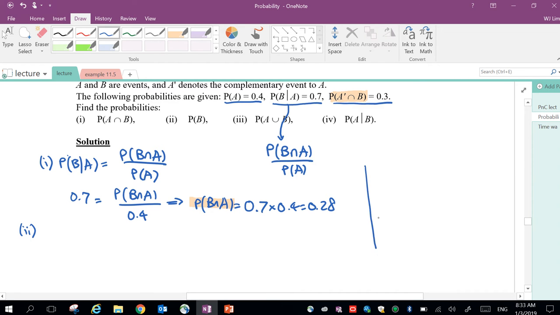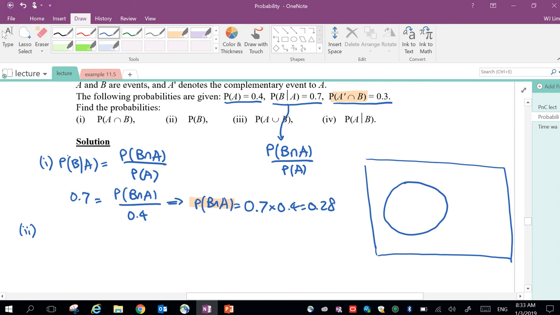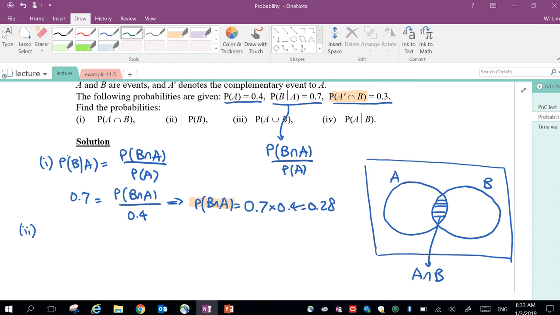On the right hand side, the Venn diagram. Event A, event B. Where is A intersect B? The center part. A intersect B. Where is A prime intersect B? We're going to use green. A prime intersect B will be here in green.